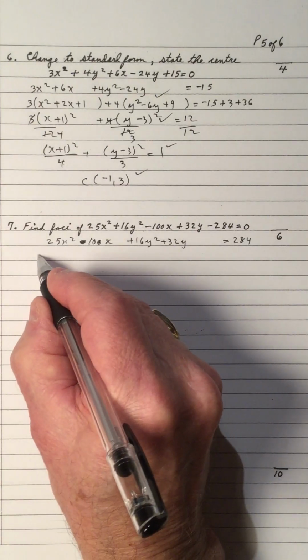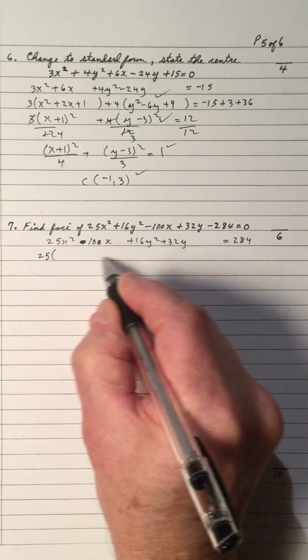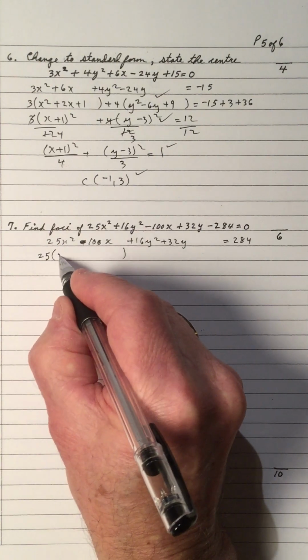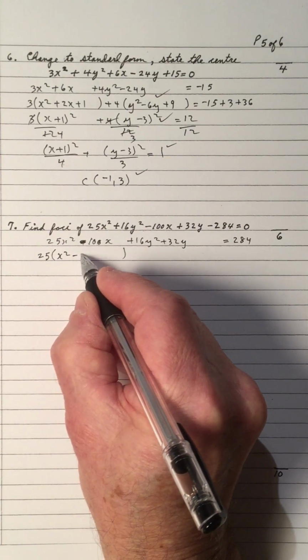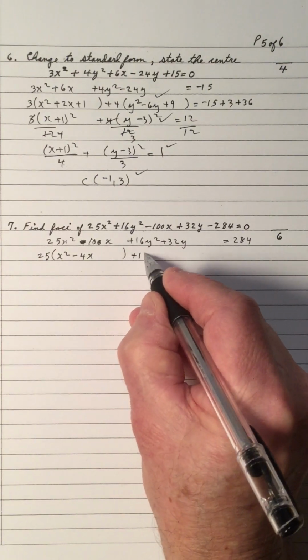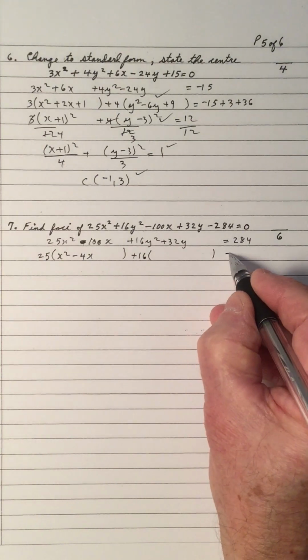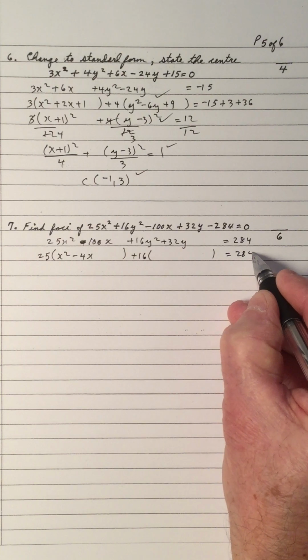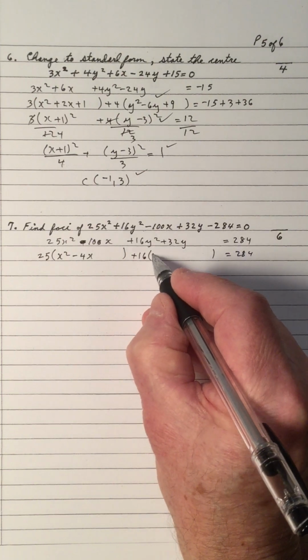Now, we complete the square, but we have to take out the 25 first by factoring. So that's, now I'll do that for each one of these. So 16 comes out by factoring.